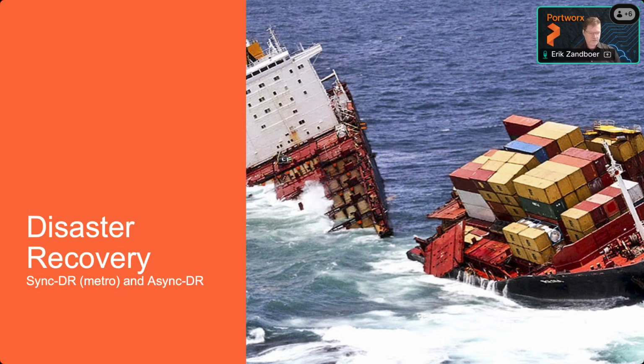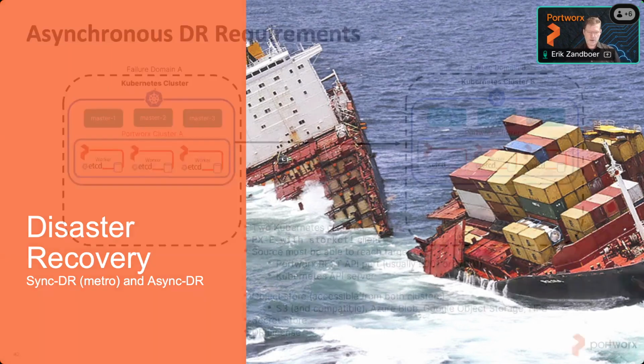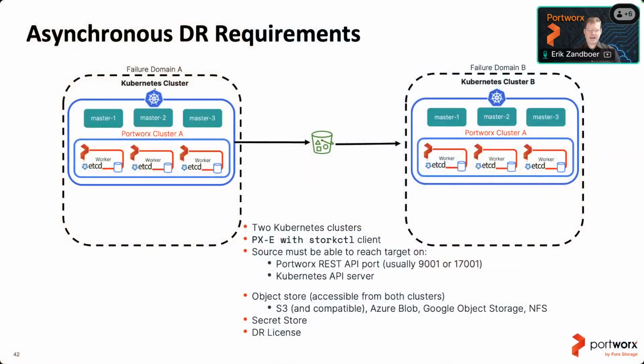So disaster recovery, sync and async. We're going to start off with async DR. This is basically the cleanest way of doing DR. And why? Well, because it works like this. You have failure domain A that may be data center 1, for example. And then on the other side, we have failure domain B, which can be data center 2. There's an object store in between.